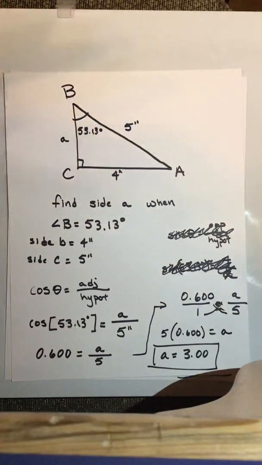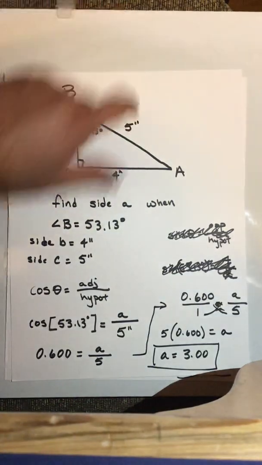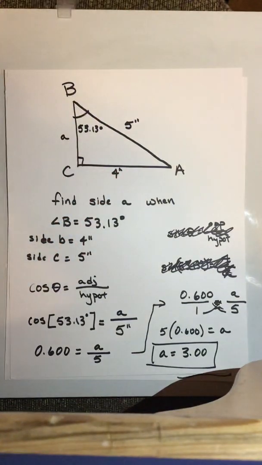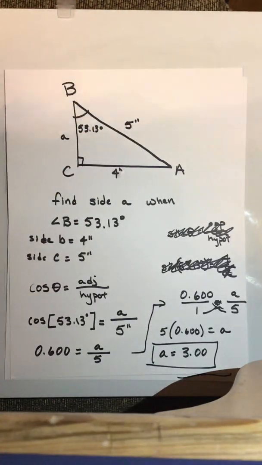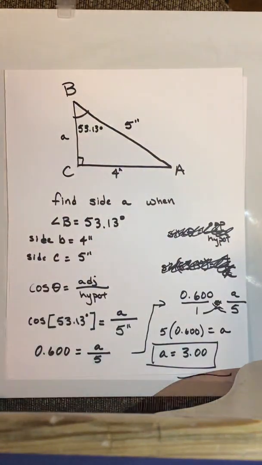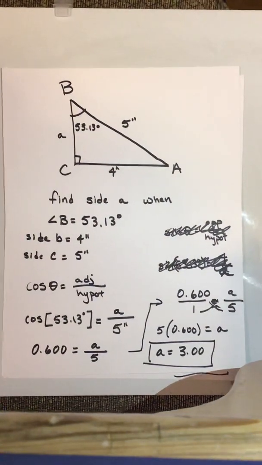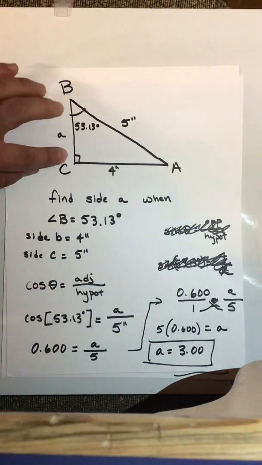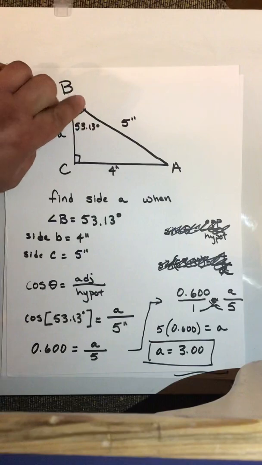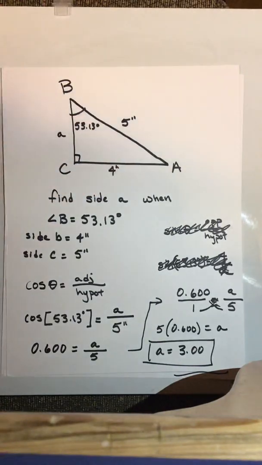But just say for instance we don't have this side or this side. I'm going to show you how you can work out this kind of problem. Then after this, I'm going to work out problem 4 on your exercise, which is exactly like this, for you guys to figure out. So on this problem, I'm trying to find this side when I'm given this angle and these two sides.